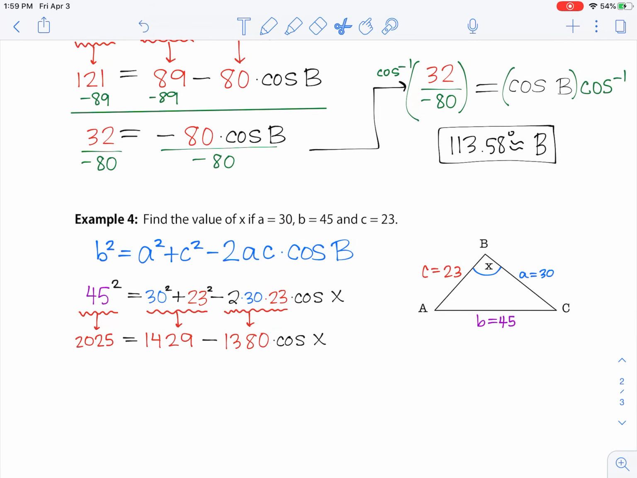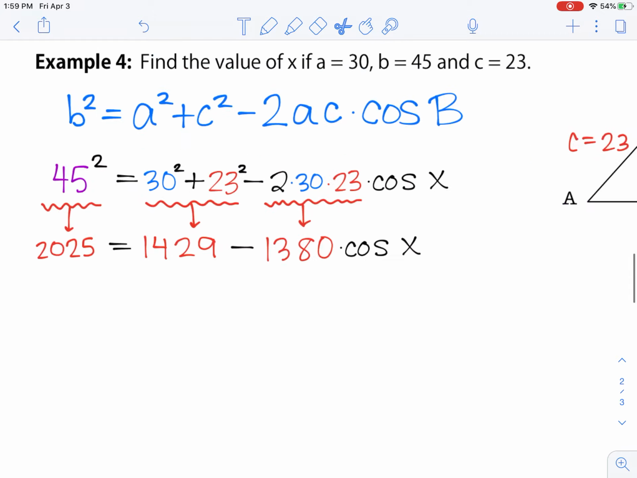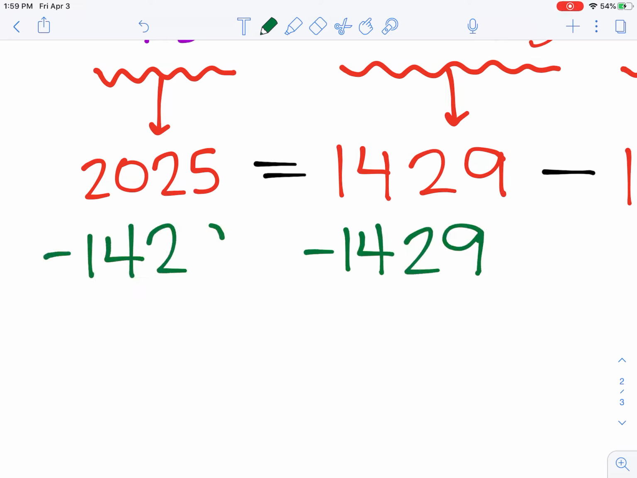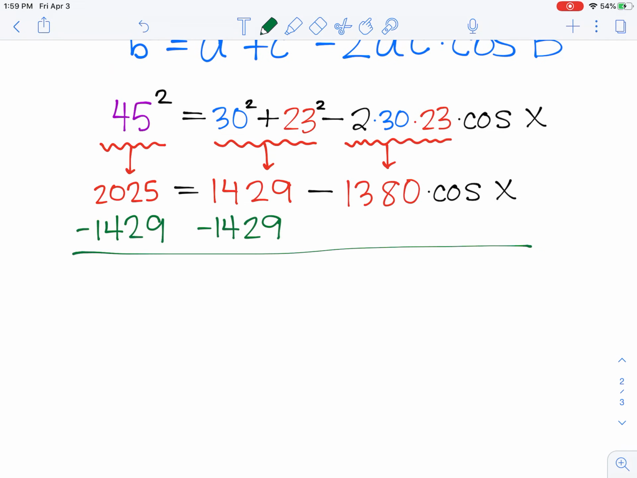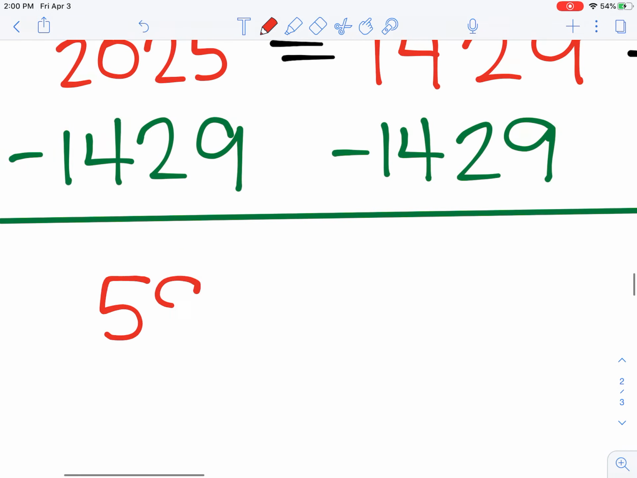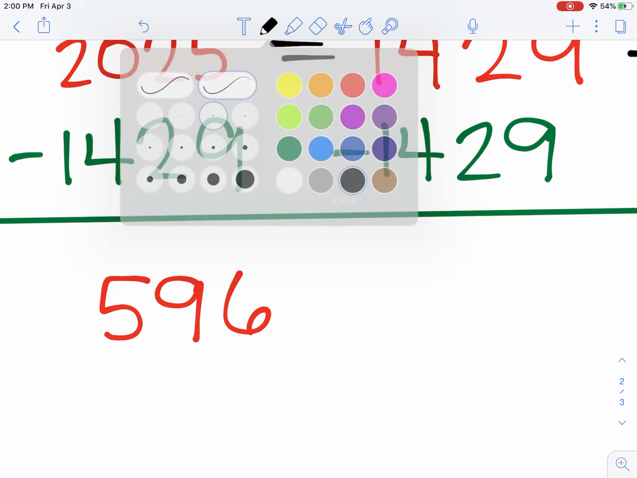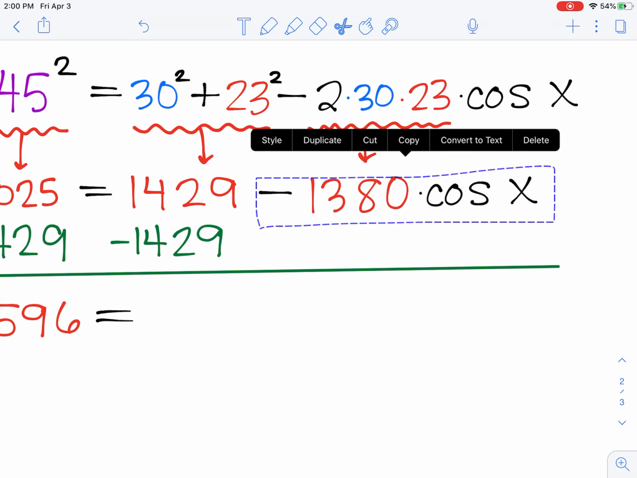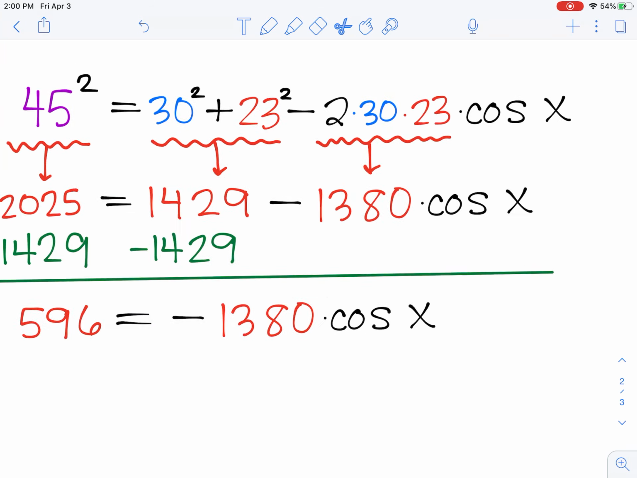All right, so we have chosen which law of cosines we're going to use. We have substituted our sides in accordingly. We have evaluated our 3 chunks so that we can start moving items away from the x so that we can solve for its value. So first, we move this 1429, so we're going to subtract it to the other side. That should give you 596, which equals this negative 1,380 times the cosine of x.